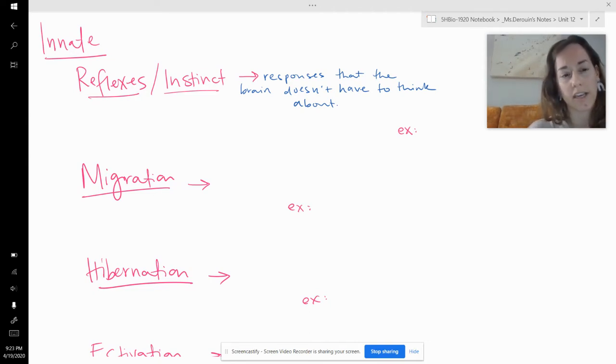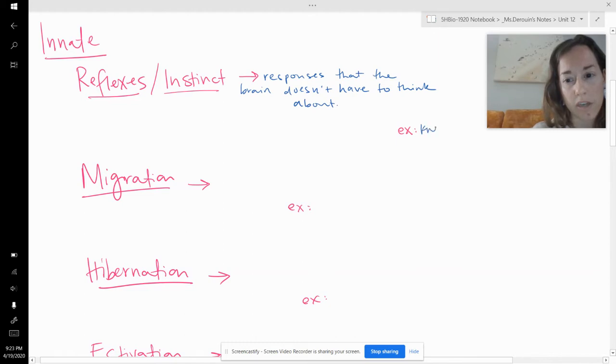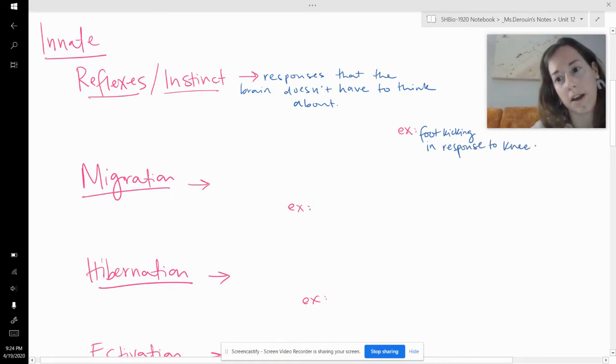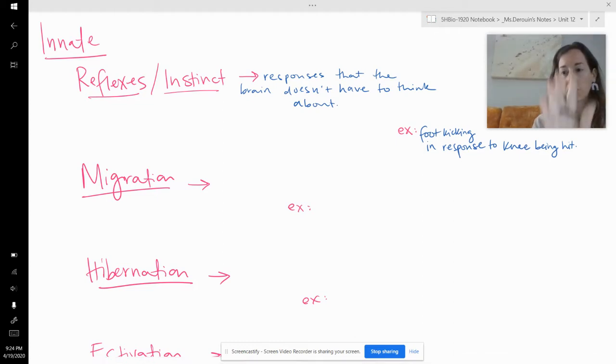So I'll put the example here of foot kicking out in response to knee being hit. This is a human example. Also, when you fall forward, it's instinctual to put your hands out to break your fall and protect your face. That's another example of an instinct in humans.